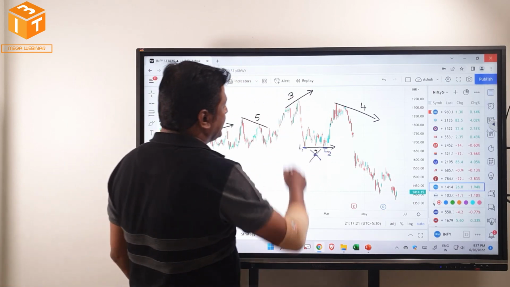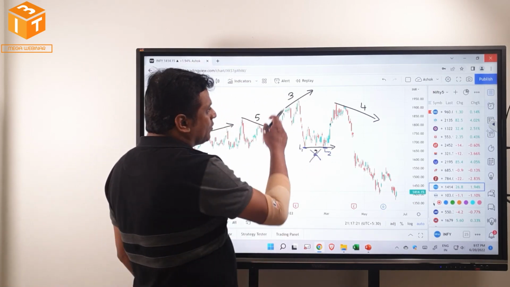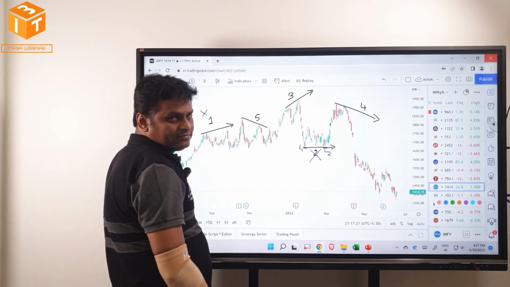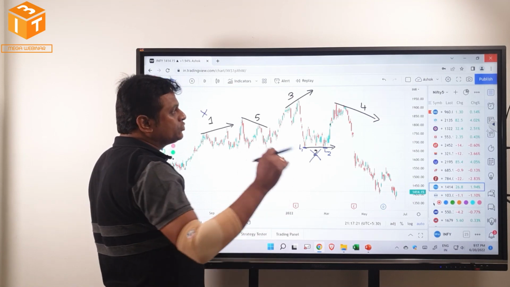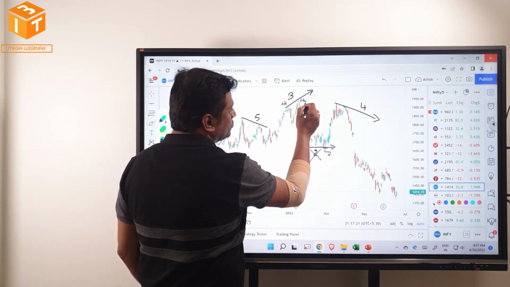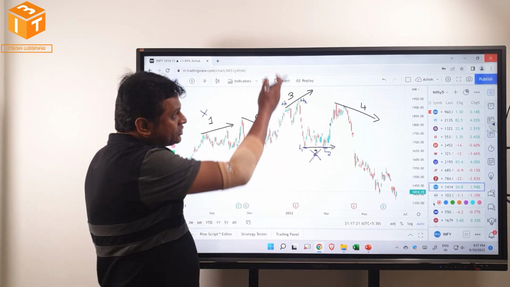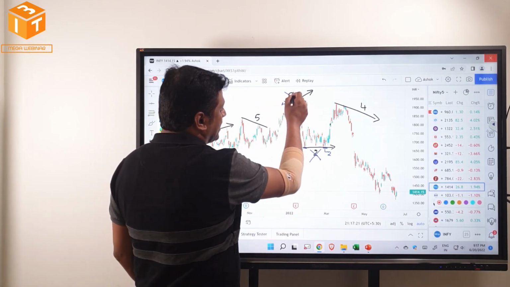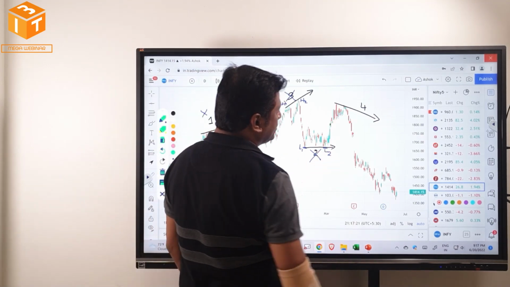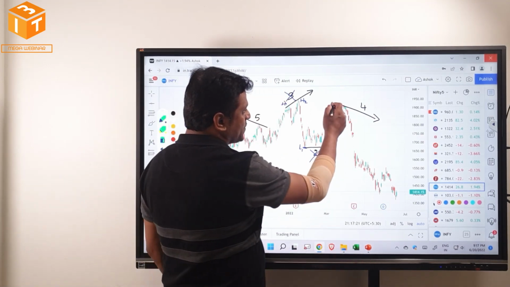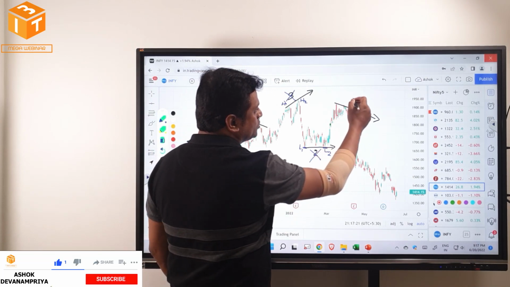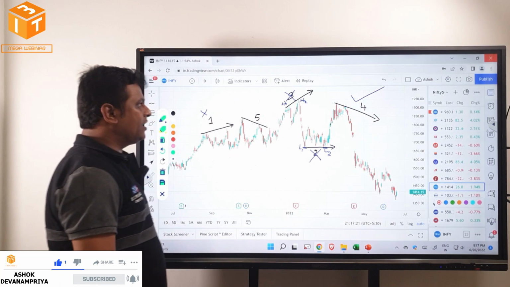Correct? Check out 3. That is what? An uptrend line. Sorry, a downtrend line. Okay? So what you should do? Your H1 should be greater than H2. What has happened? H2 is greater than that. So that is also a wrong trend line. Is this a good trend line? H1, H2. H2 is lower than H1. L2 is lower than L1. So this is a good trend line.